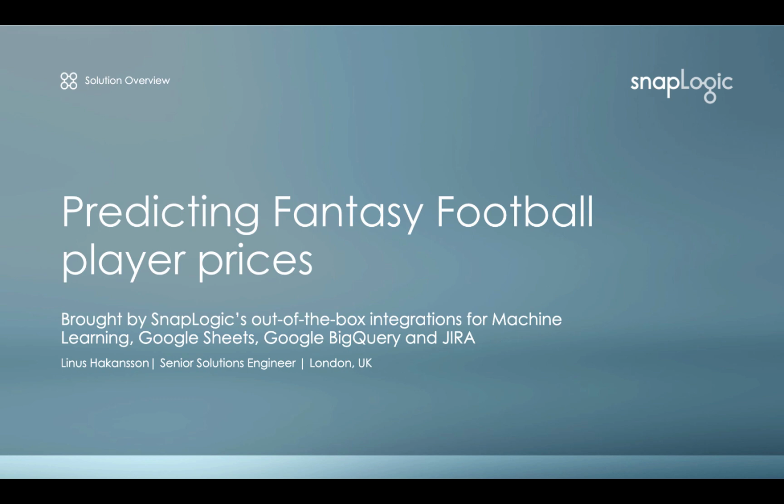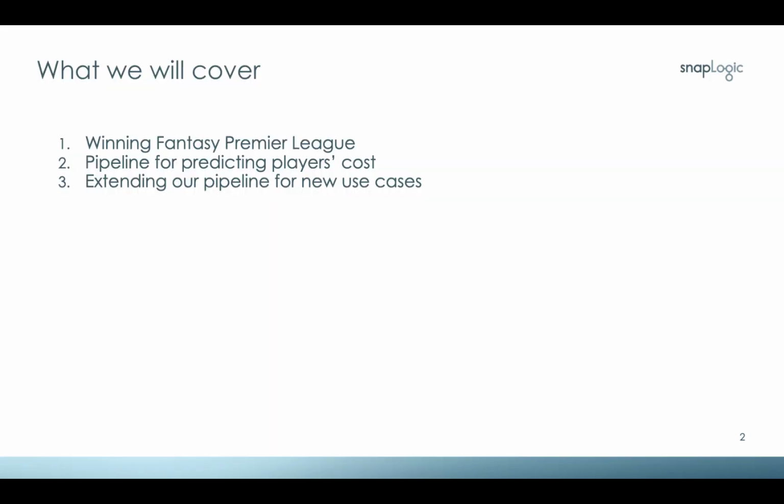So I will be showing you how SnapLogic's out-of-the-box integrations for machine learning, Google Sheets, Google BigQuery, and Jira can help create a pipeline to predict player prices and to automatically act upon a certain player's price, for example, if that player could be a valuable option for our team.